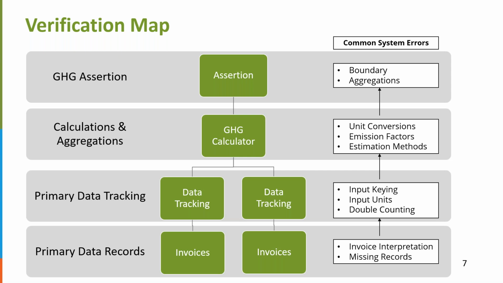There are a few common errors displayed here in the right-hand column, going from the bottom up. Missing invoices, invoices that are interpreted wrong. Maybe they're keyed in wrong, maybe they're double counted. The units might be off. The emission factors could be wrong. The estimation methods could be off. The unit conversions could be wrong. All of that leads up to an assertion that is just not completely accurate. So it's really important to know that you're collecting the data properly, aggregating it properly, and reporting it properly.